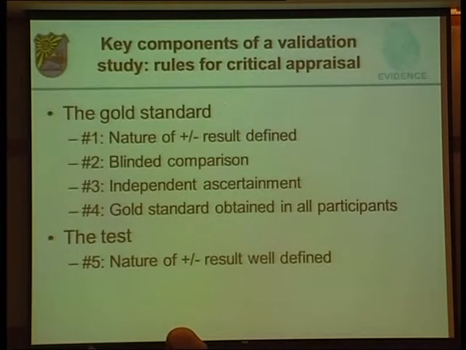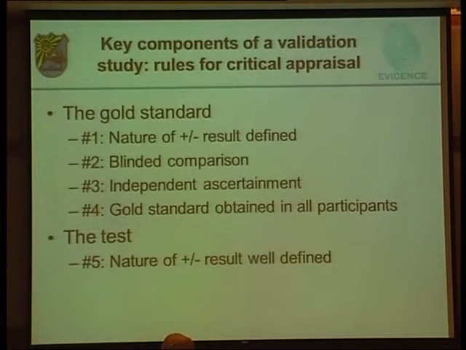So you need to find out about the gold standard. What's the nature of a positive and negative result? Or how do they define disease? Second, was the comparison blinded? Third, is there independent ascertainment, or rather, the tests should be independent of each other. And then number 4, the gold standard is obtained in all the patients or participants.